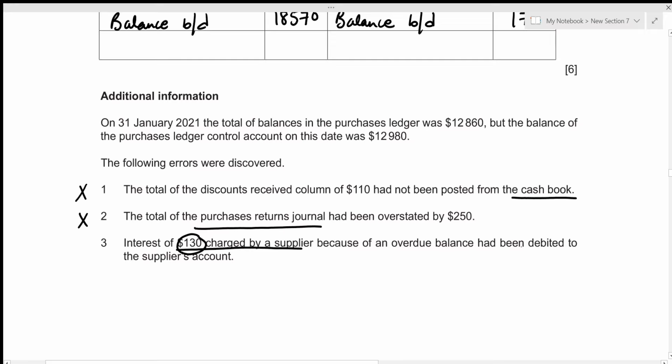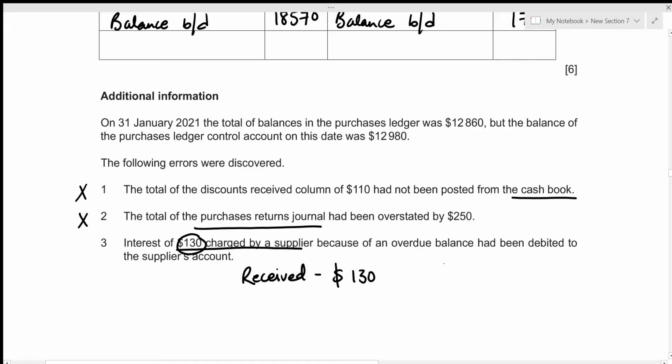But the balance had been debited to the supplier's account. Whenever we debit a personal account, it means that they are the ones paying it. This is an error because we are the party that needs to pay the interest of 130. Instead of stating that we paid an amount of 130, this just states that we received an amount of 130.